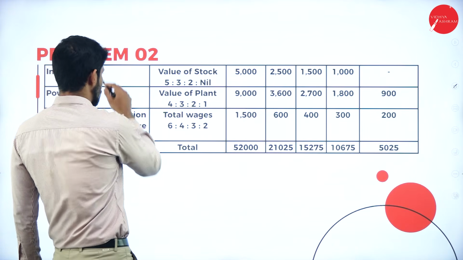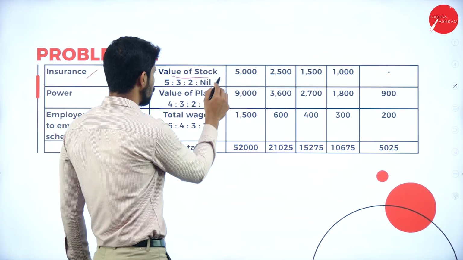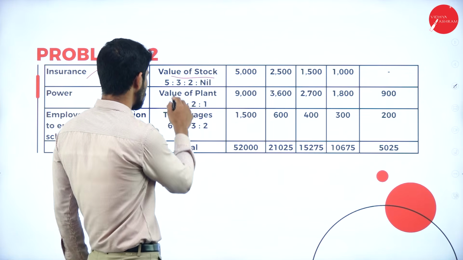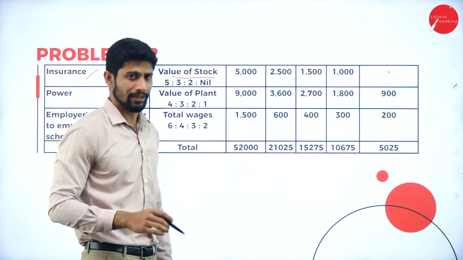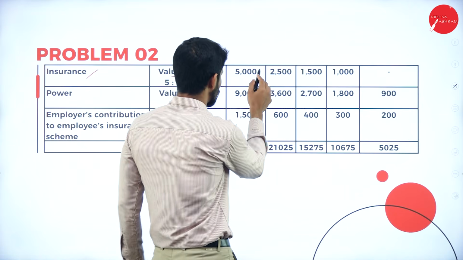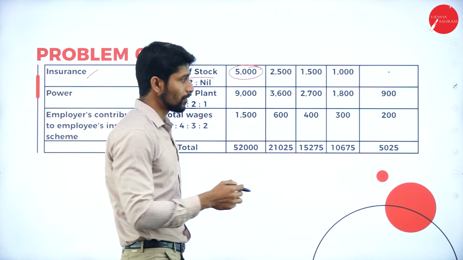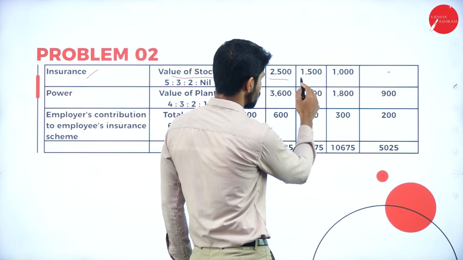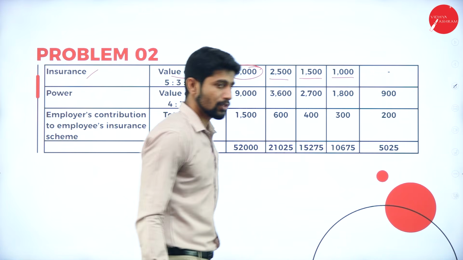Next, insurance. So insurance is based on value of stock. So the ratio is 5 is to 3 is to 2 is to nil, because for the last service department there was no insurance. So total expenditure is 5,000. So if you divide it, you get 2,500, 1,500 and 1,000.